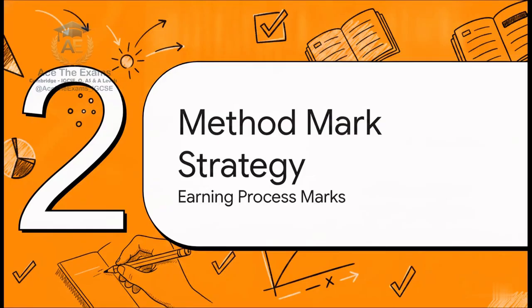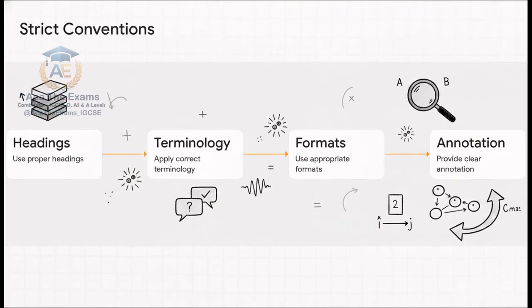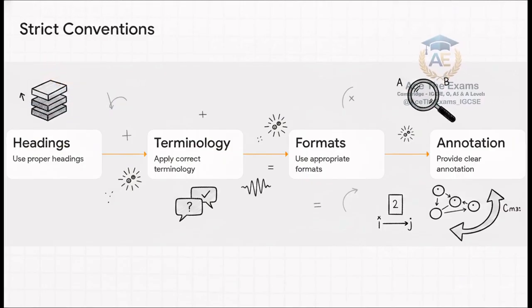Which brings us to Section 2. Let's shift our focus to the procedural framework. This is the method mark strategy, or how you earn marks for the process itself. The crucial point here is how examiners award marks. They don't just care about that final number at the bottom of the page. Here's a breakdown of the strict procedural conventions you must follow to secure those incredibly valuable method marks.